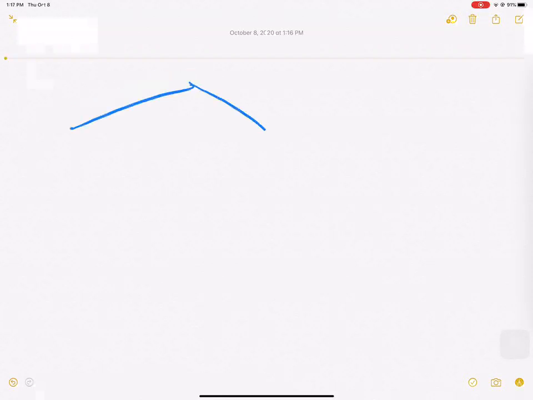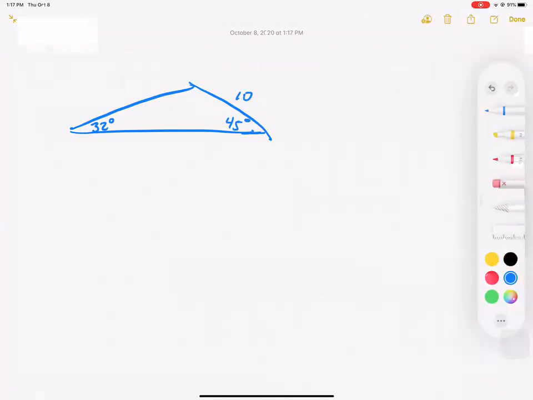If I said you have any triangle, and if I give you an angle side pair, meaning I told you this is going to be, let's say, 32 degrees, we'll call this side 10, and I'm going to give you one more angle, I'll call this angle over here 45, okay? So if you have an angle side pair, meaning you have one angle and its opposite side, you can use the law of sines.